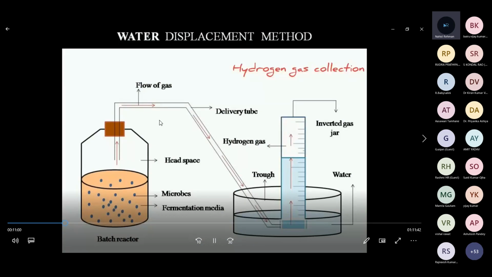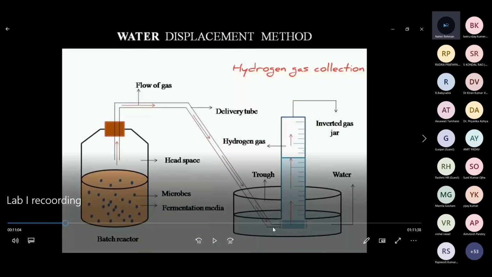This scheme here you have to understand. Here, the fermentation is going on at a specific temperature. A tube which is coming out from the top is being suspended below the water level so that whatever gas is coming out can be collected in the inverted measuring cylinder, so that you can know how much water is displaced due to the accumulation of this gas. This is the schematics of the water displacement collection scheme.